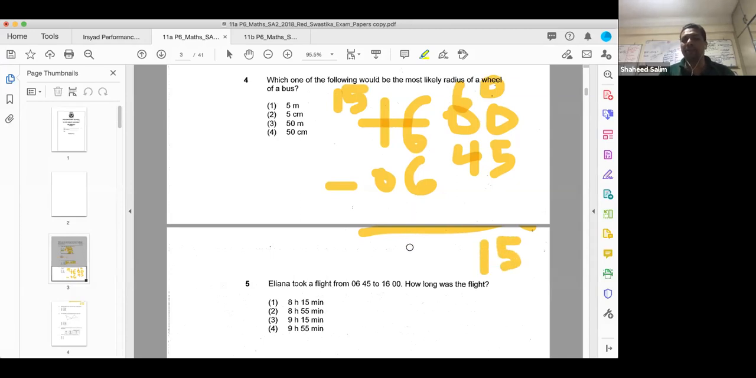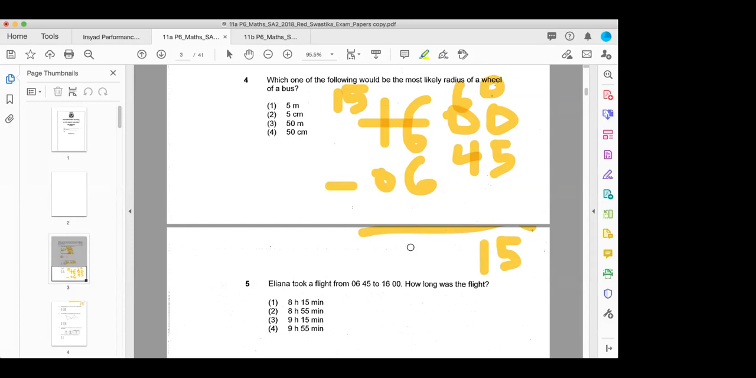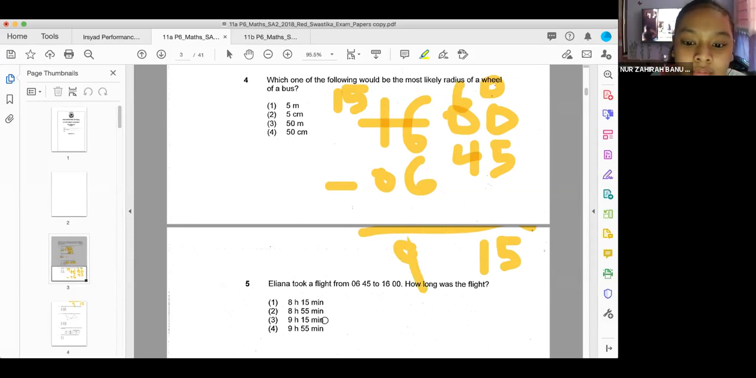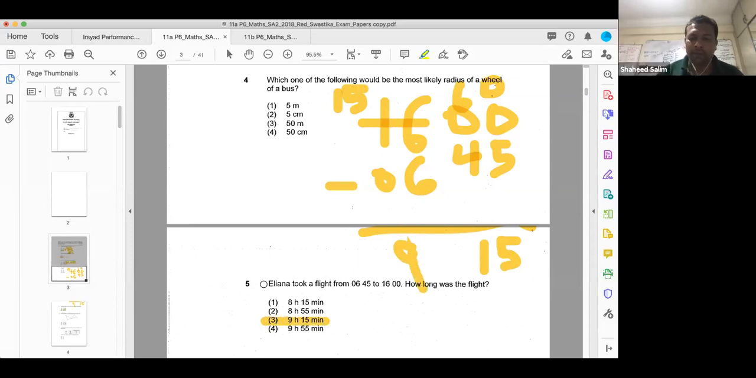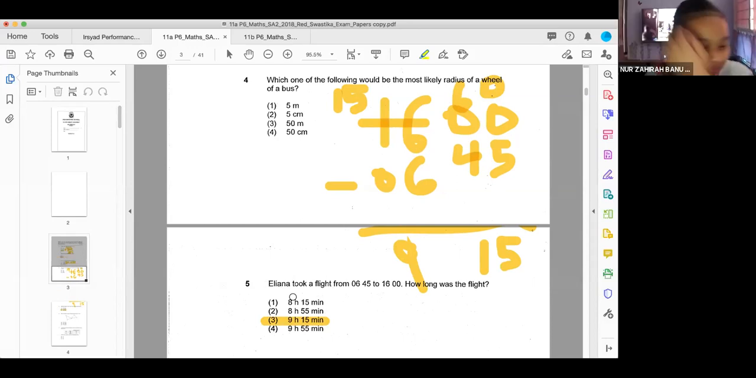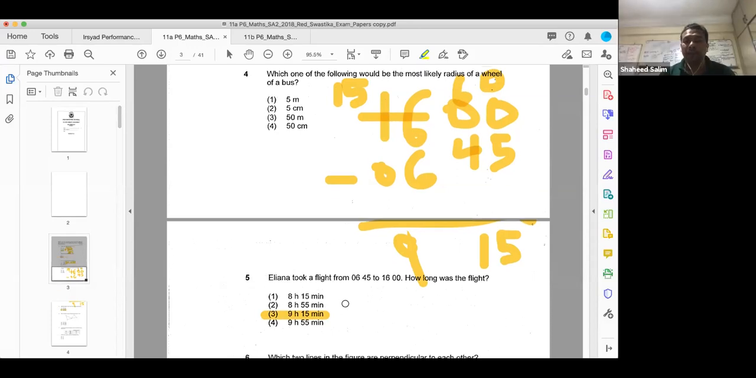15 minus 6, how much is it, Zahira? 15 minus 6 is... 9. 9. So, congratulations to Miss Shafiqah. 9 hours and 15 minutes. Okay, if you don't believe that, imagine now it's 7 o'clock.